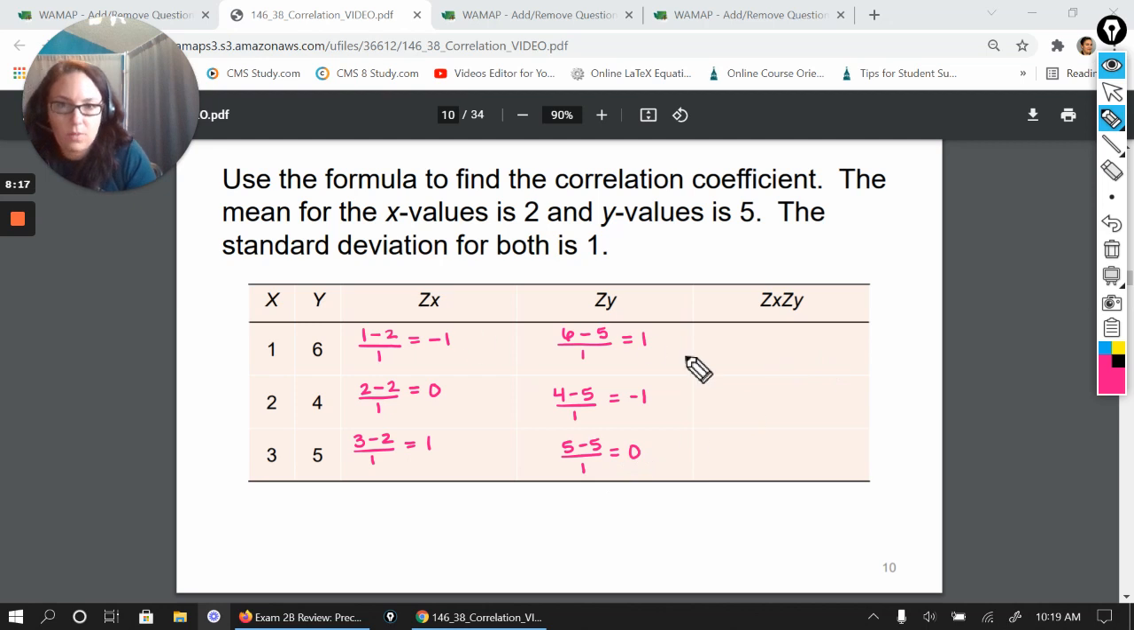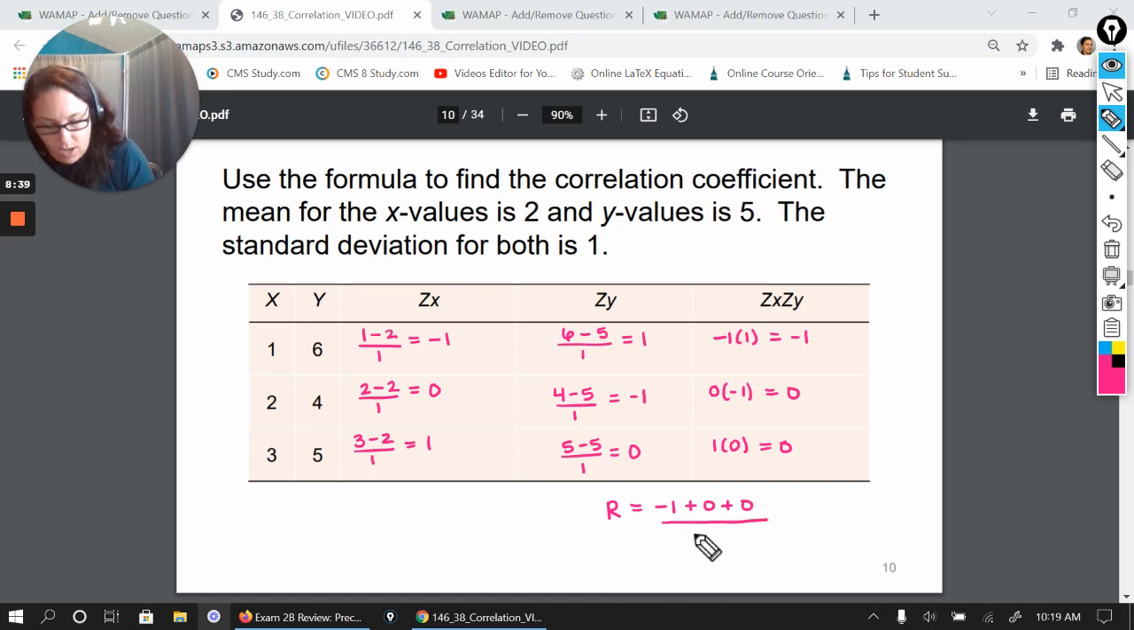Now we're going to multiply these two z answers together. So -1 times 1 equals -1. 0 times -1 equals 0. 1 times 0 equals 0. So the correlation coefficient R equals -1 plus 0 plus 0, all divided by the sample size minus 1, so 3 minus 1. So this simplifies to -1/2, or -0.5.